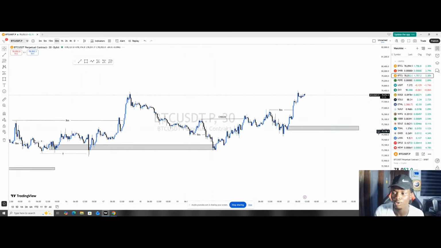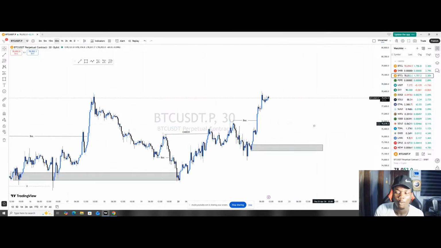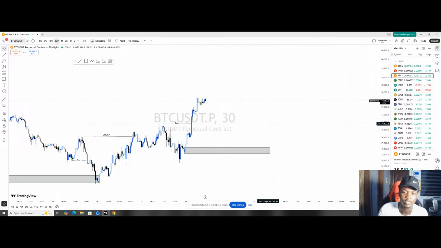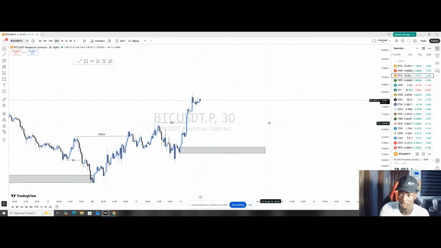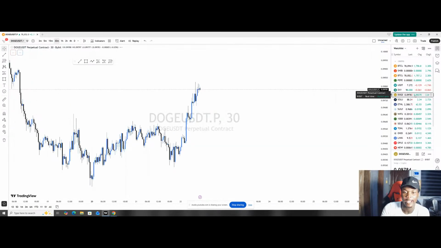This is what we have on BTC, but we are not looking to trade this today. I don't think this is going to tap our order block today. So let's move to another pair.